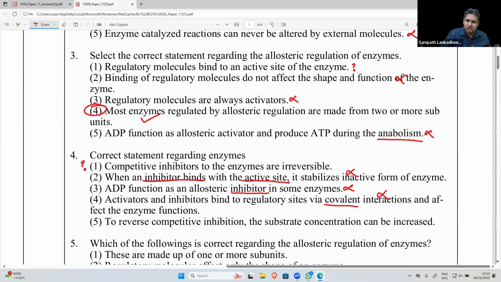Then to reverse competitive inhibition, substrate concentration can be increased, correct? So the fifth one is okay. Competitive inhibitors of enzymes are irreversible.